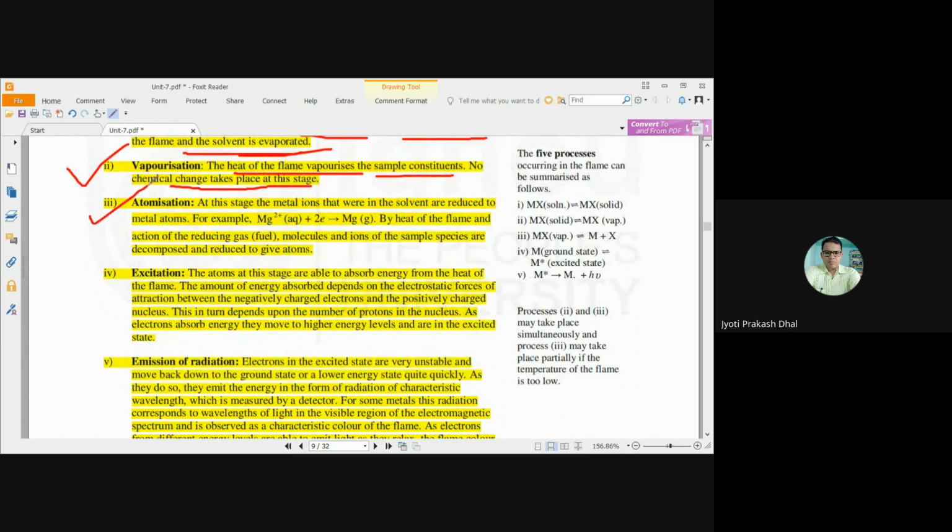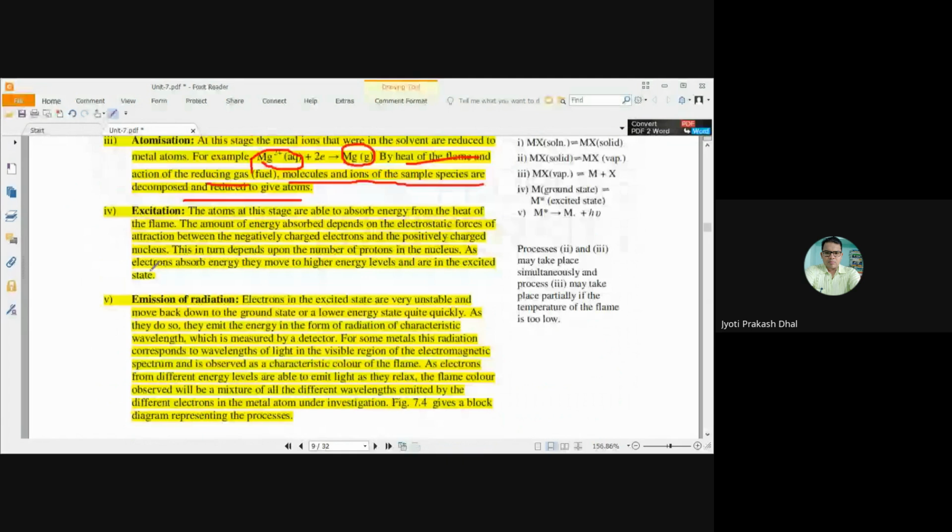After that, the sample undergoes atomization. At this stage, the metal ions are reduced to metal atoms. For example, Mg2+ ions gain 2 electrons to form isolated gaseous magnesium atoms. By the heat of the flame and the action of the reducing gas, that is, the fuel, the molecules and ions of the sample species are decomposed and reduced to give neutral atoms. That is called atomization. Now coming to the next step, that is called excitation.